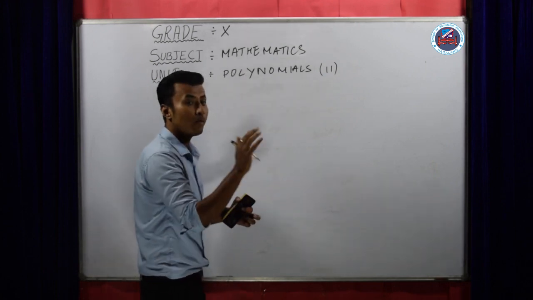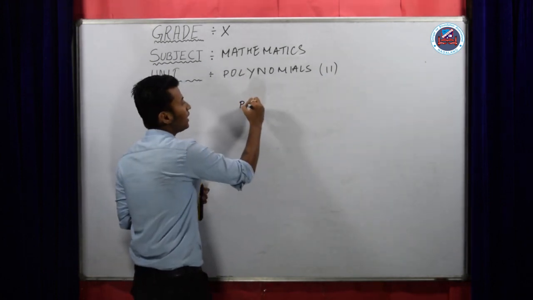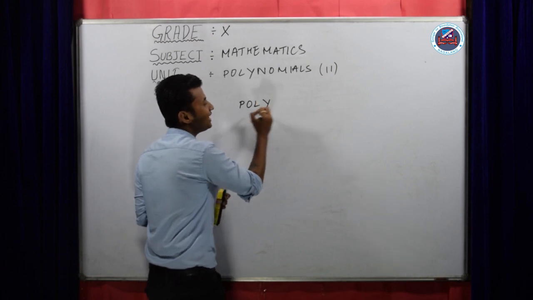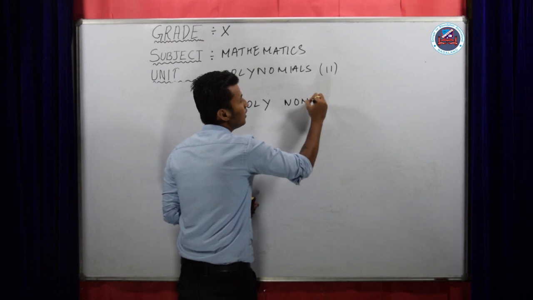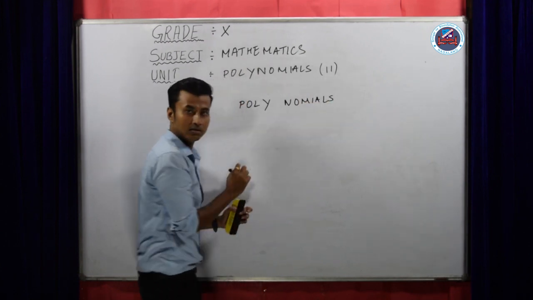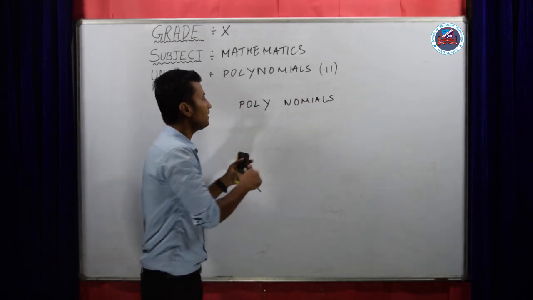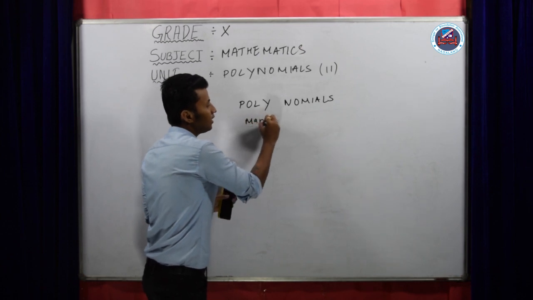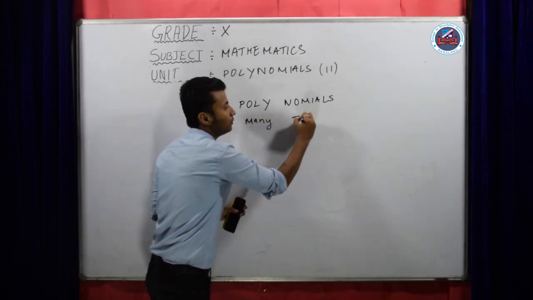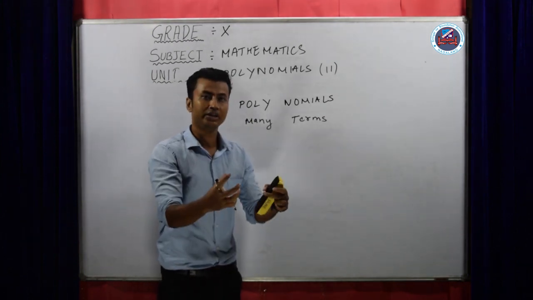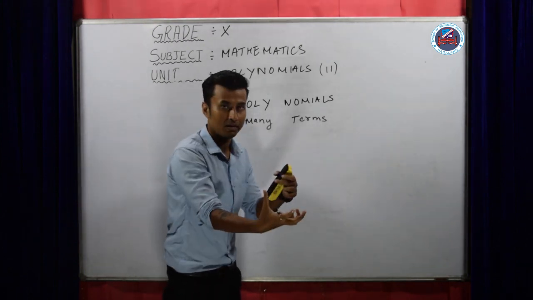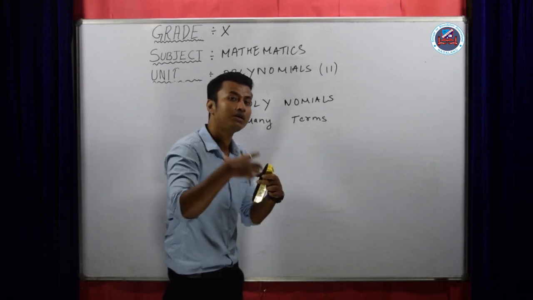What is the meaning of polynomial? Okay? So when we see the word polynomial, it is made up of two individual words, poly and nomials. So the meaning is that poly means many and nomials means terms. So basically polynomials are those equations which have many terms in them. Now you will ask me, sir, what is the meaning of term?